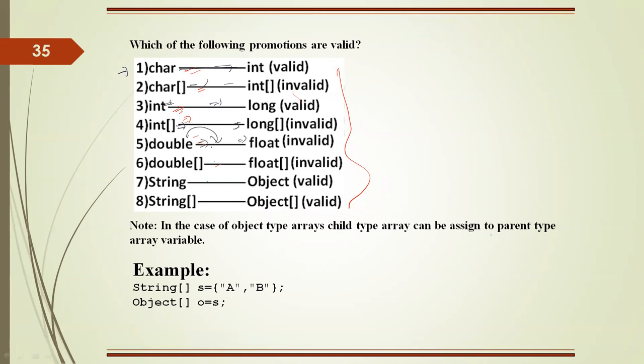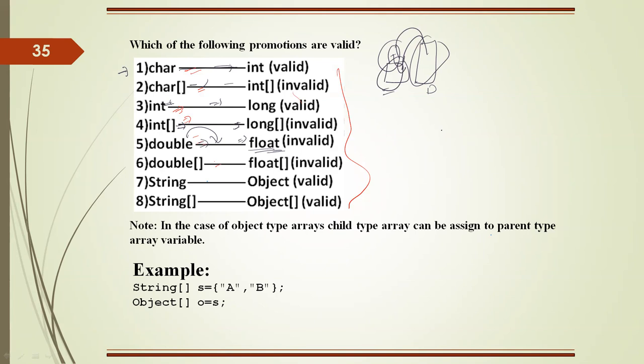Double you cannot put inside the float. Why? Because double is big size and float is small size. D and F, how can you add it in this? You cannot, right? No.